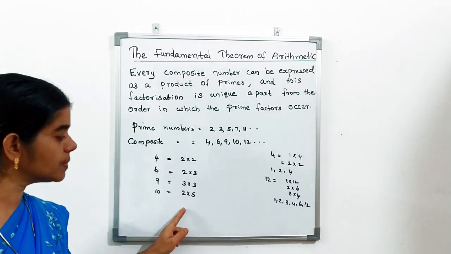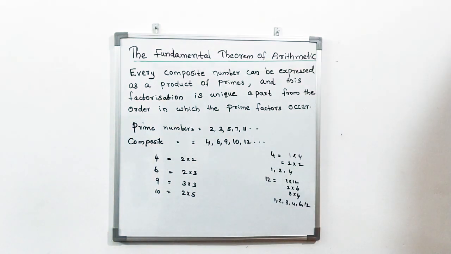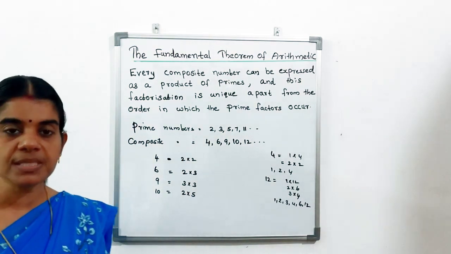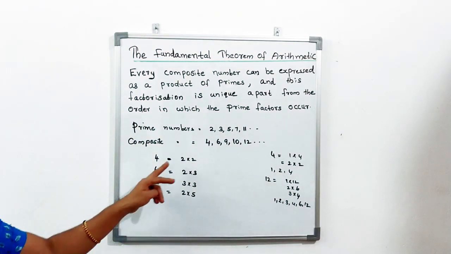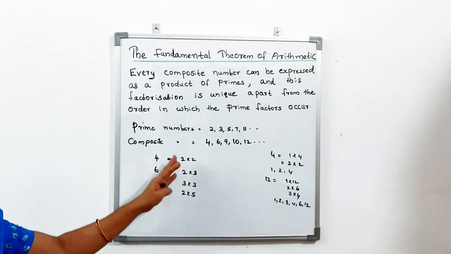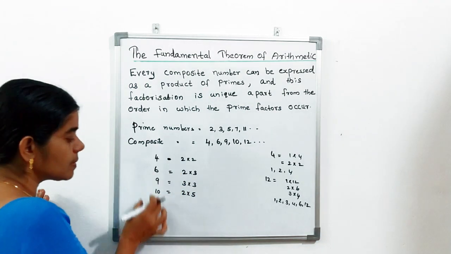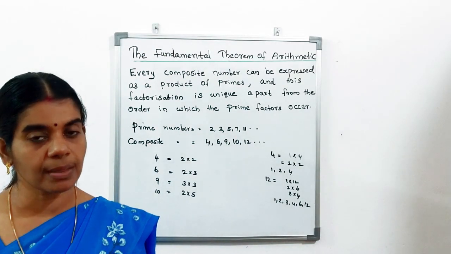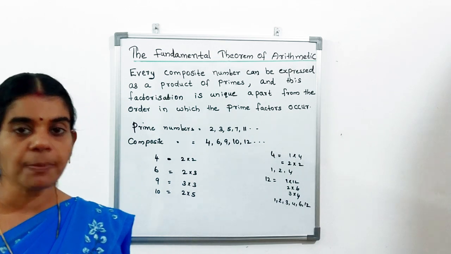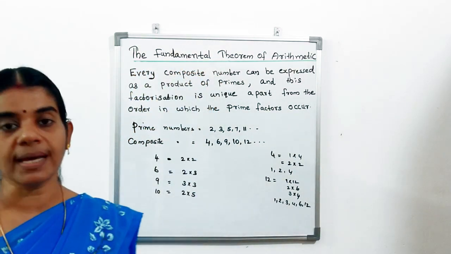The products you got are all prime numbers. Then, every composite number can be expressed as the product of primes. All these 2, 3, 5 are prime numbers. These are all composite numbers. Then we can conclude that every composite number can be expressed as the product of primes. This is known as the fundamental theorem of arithmetic.